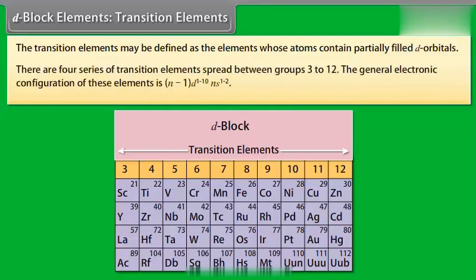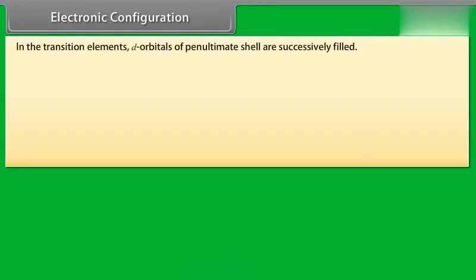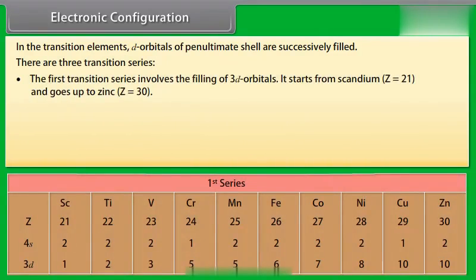There are 4 series of transition elements spread between groups 3 to 12. The general electronic configuration of these elements is (n-1)d1 to 10 ns1 to 2. Electronic configuration. In the transition elements, D orbitals of the penultimate shell are successively filled. There are 3 transition series. The first transition series involves the filling of 3D orbitals.